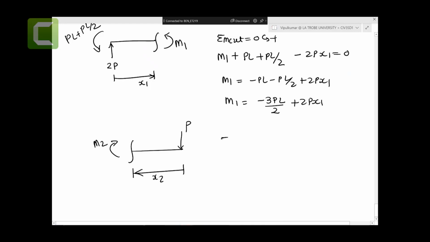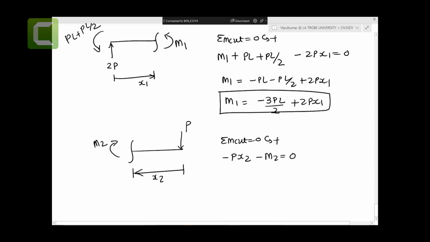So sum of the moment at the cut equals 0. Anti-clockwise, we just make this one square because we need those equations. So it would be minus Px2 minus M2 equals 0. So M2 equals minus Px2. We might need these equations.